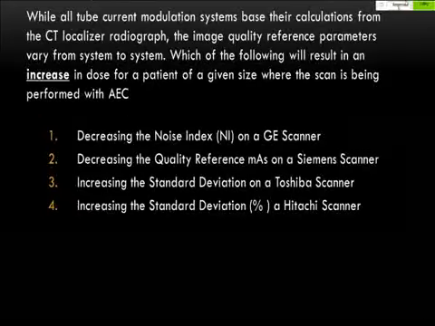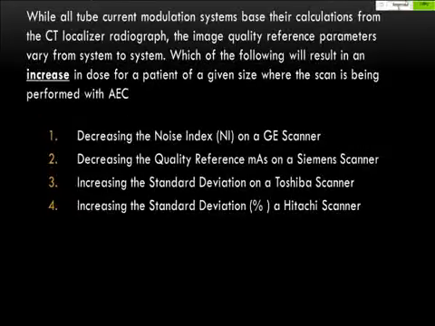Our third and final SAMS question: while all tube current modulation systems base their calculations from the CT localizer radiograph, which you got right in the first SAMS question, the image quality reference parameters vary from system to system. Which of the following will result in an increase in dose for a patient of a given size where the scan is being performed with an automatic exposure control? Which is going to increase the dose?